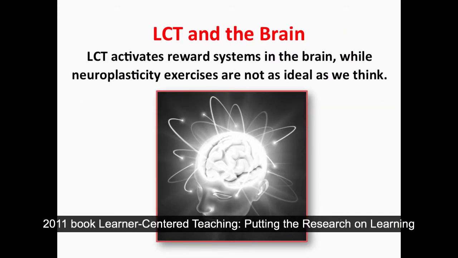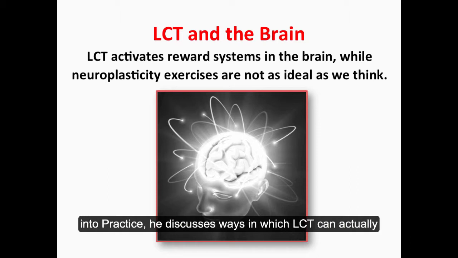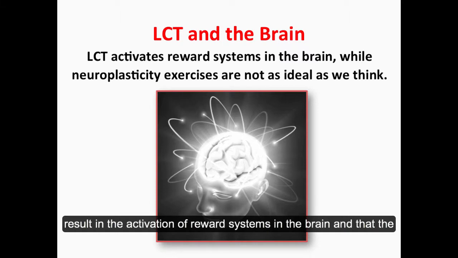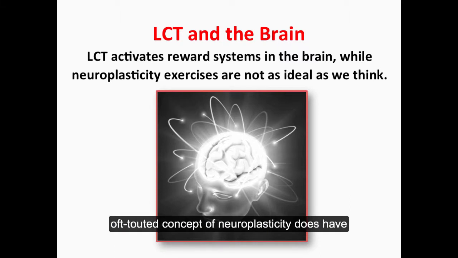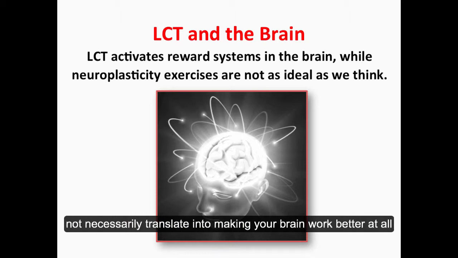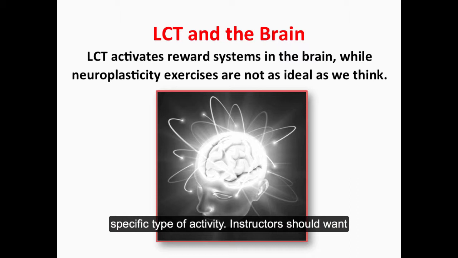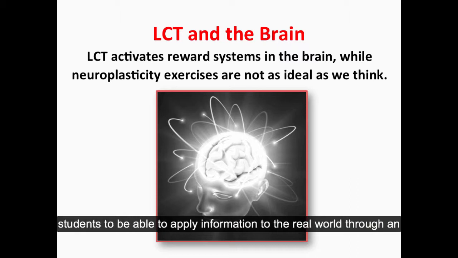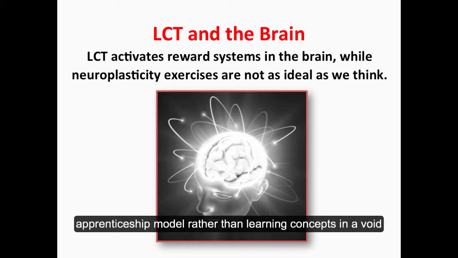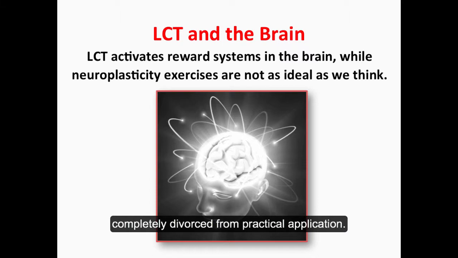In Terry Doyle's 2011 book, Learner-Centered Teaching, Putting the Research on Learning into Practice, he discusses ways in which LCT can actually result in the activation of reward systems in the brain, and that the oft-touted concept of neuroplasticity does have some limitations. That simply doing brain exercises does not necessarily translate into making your brain work better at all tasks and concepts. It simply makes you better at doing that specific type of activity. Instructors should want students to be able to apply information to the real world through an apprenticeship model rather than learning concepts in a void, completely divorced from practical application.